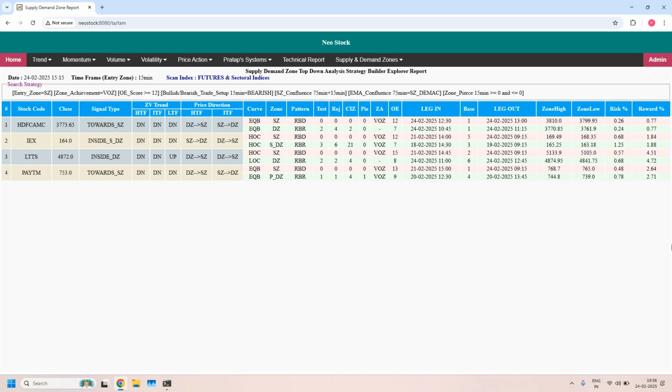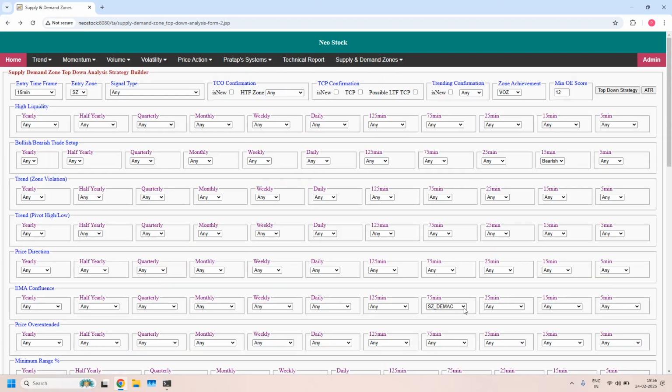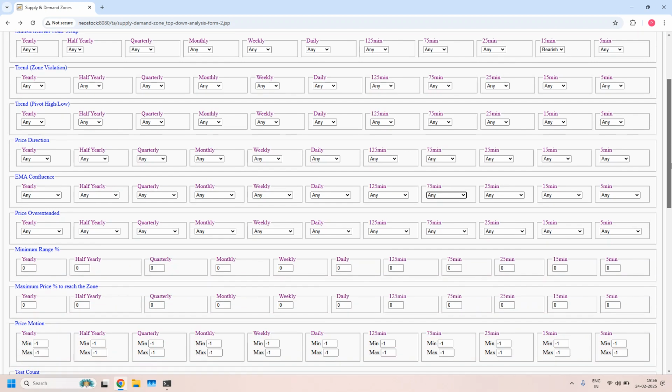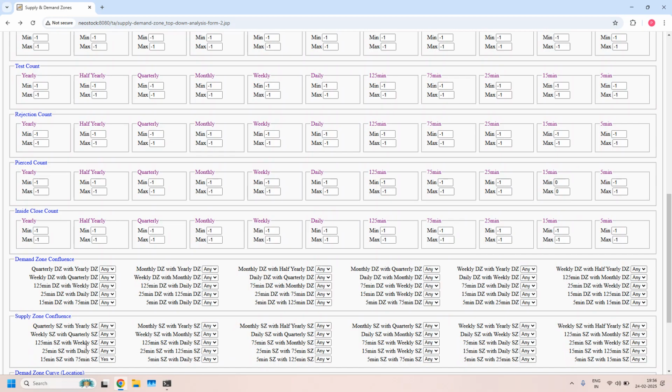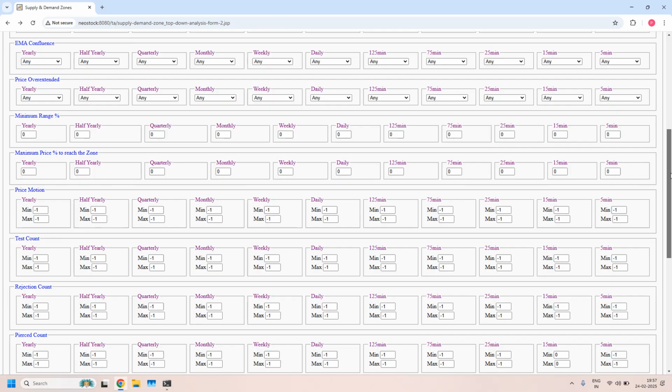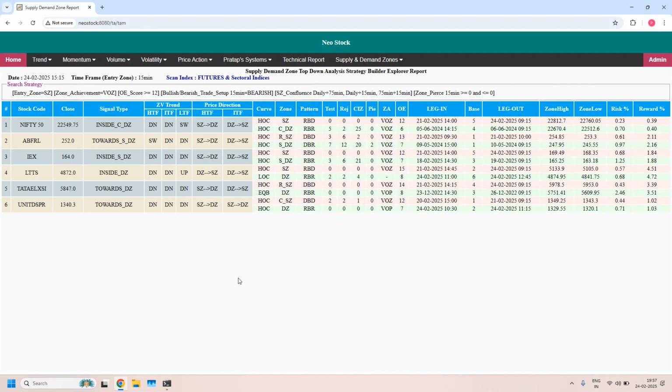Next, let us further filter based on LTF, ITF and HTF supply zone confluence. I am removing this EMA filter, ITF specific. Next, we will get into the supply zone confluence. Here, first filter is already enabled. Next, 15-minute supply zone with daily supply zone confluence, 75-minute supply zone with daily supply zone confluence. With all the 3 filters enabled, we got 6 stocks.